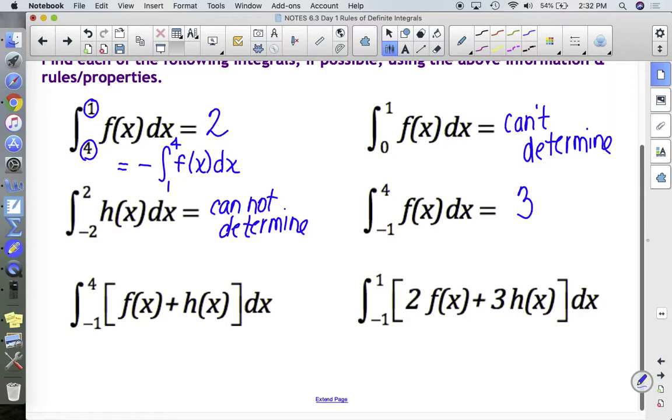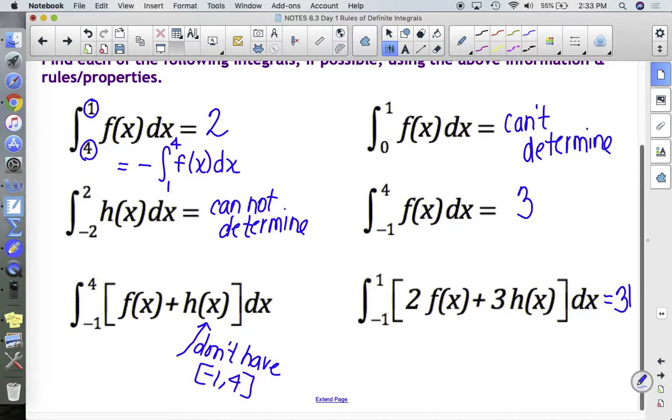The reason we can't determine this last one is I don't know what happens to h of x from -1 until 4. I don't have that information. If I knew, I could get the sum of the two, because I do know what happens to f of x from -1 to 1 and from 1 to 4, but we don't have information in order to get that for these bounds. We don't have from -1 to 4 any information about h of x, so I can't do that one. And finally, this last one should come up 31.